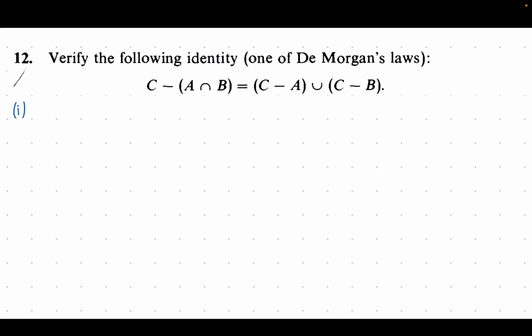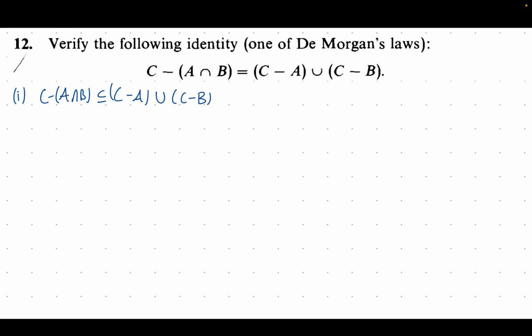Our first part is going to be showing that C minus A intersect B is a subset of C minus A union C minus B. Okay, so suppose X is in C minus A intersect B, then this means that X is going to be in C and X is not in A intersect B.